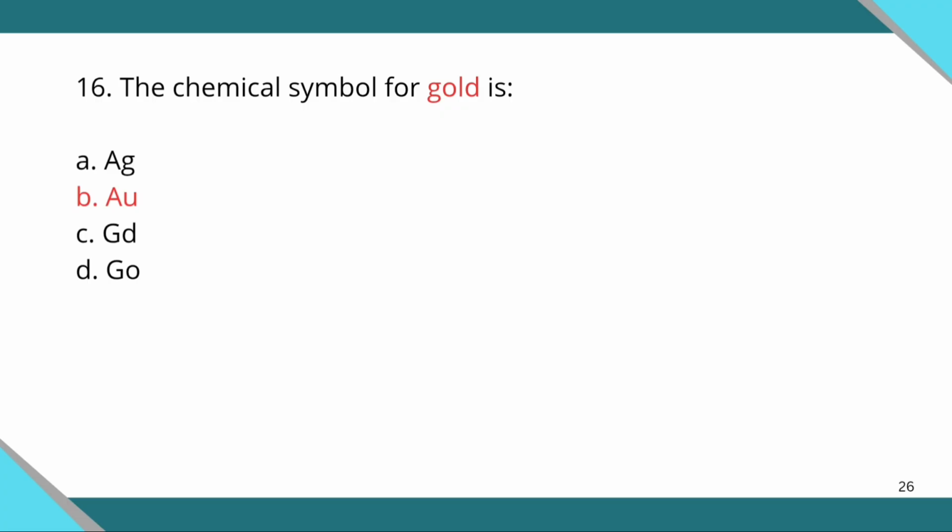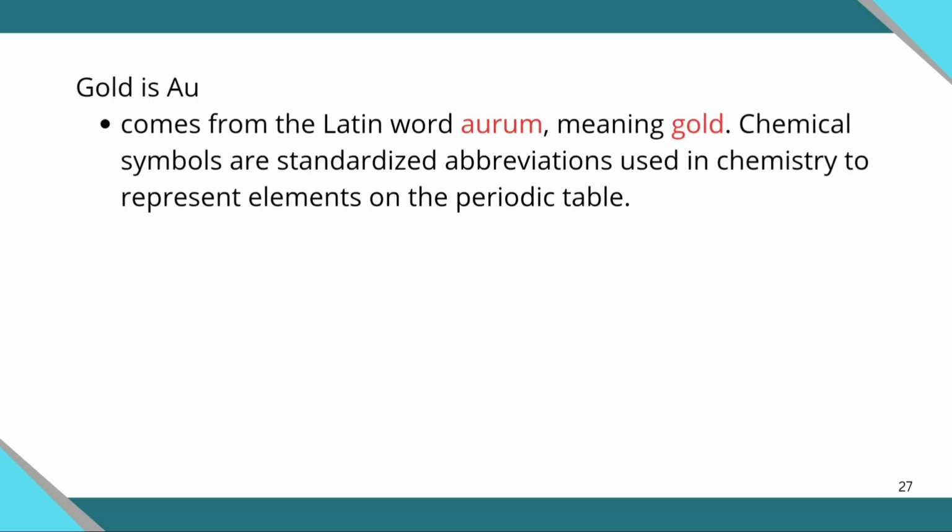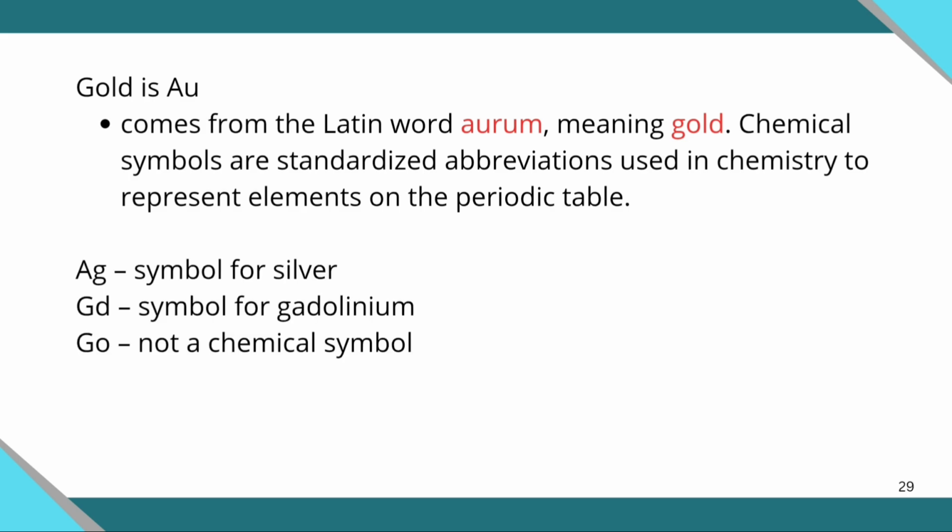The chemical symbol for gold is Au, which comes from the Latin word aurum, meaning gold. Chemical symbols are standardized abbreviations used in chemistry to represent elements on the periodic table. While the Ag symbol is for silver, the Gd symbol is for gadolinium, and Go is not a chemical symbol.